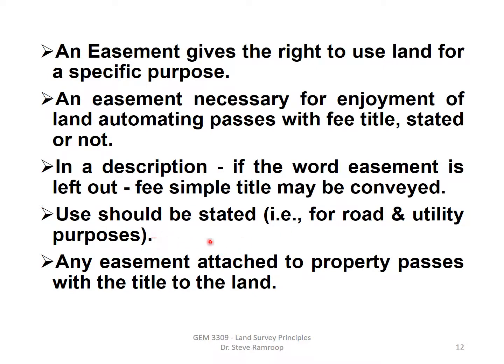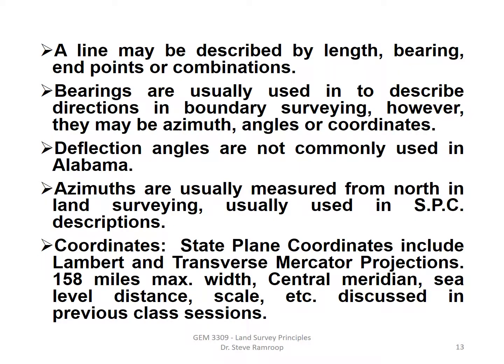Use should be stated, that is, for road and utility purposes. An easement attached to a property passes with the title to the land. So if you have an existing easement on a property, that easement passes along with the title of that land. For another grantee, a line may be described by length.